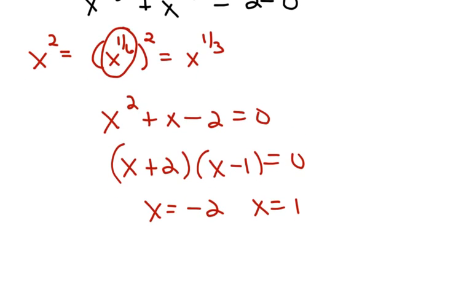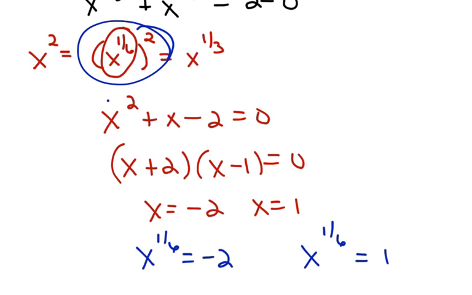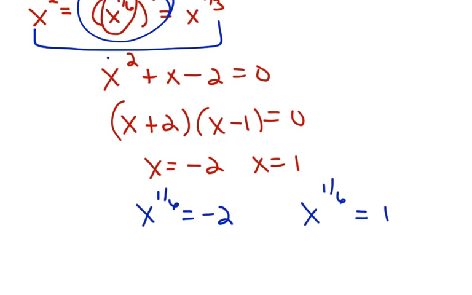Except I don't really want it to be x. I really want it to be x to the 1/6 equals negative 2 and x to the 1/6 equals 1. Where did the 1/6 come from? It came from here. How do I make x squared into x to the 1/3 power? So, we've already talked about how you solve these. To get rid of a 1/6 power, you raise the other side to its reciprocal.